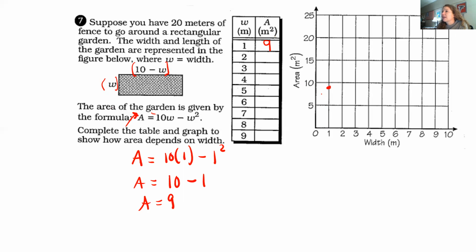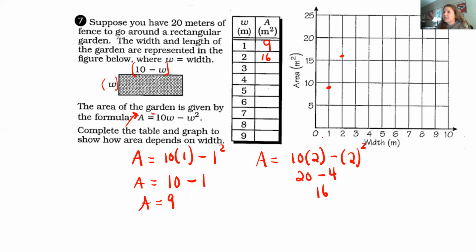About right there. Okay. What if the width is 2? What would the area be if the width is 2? So we're going to have 10 times 2 minus 2 squared. Well, 10 times 2 is 20. 20 minus 4 is 16. So when the width is 2, the area is 16. So 2, 16. Graphing that about right there. Okay. So you guys are going to finish this and see how the area depends on the width.